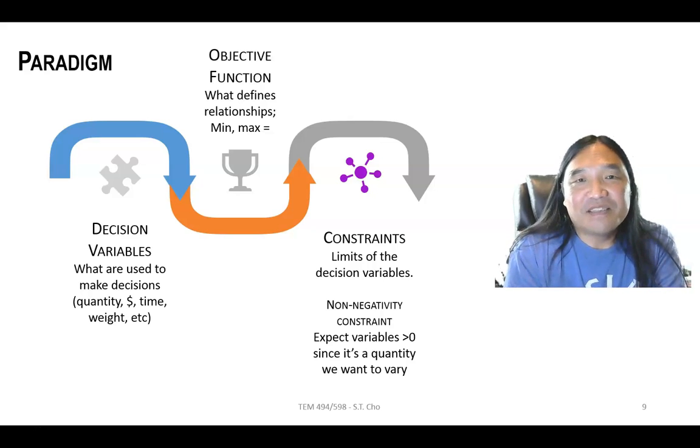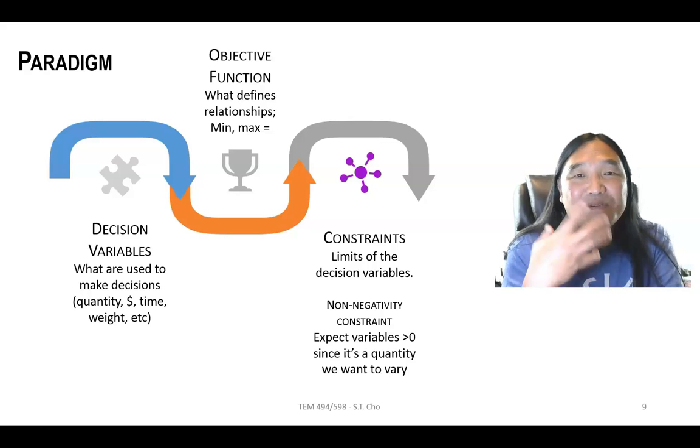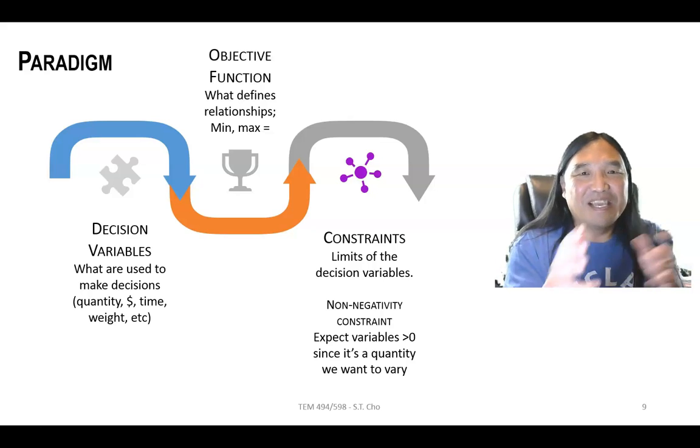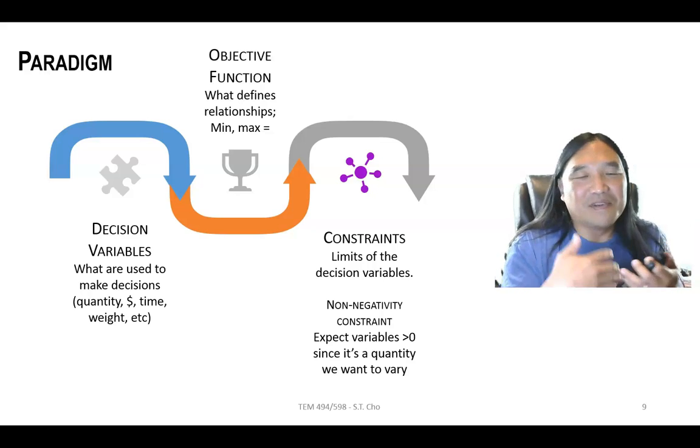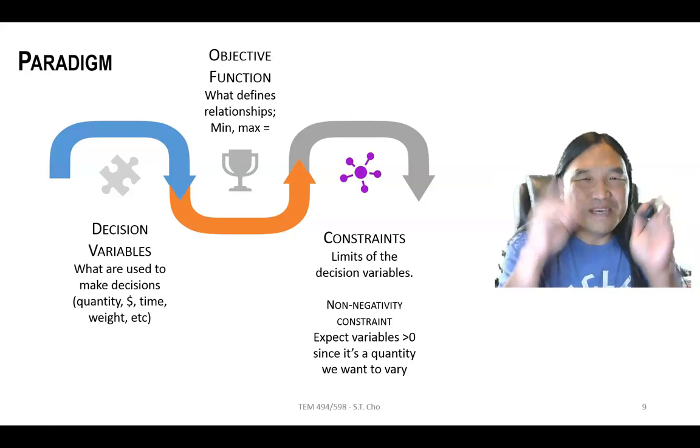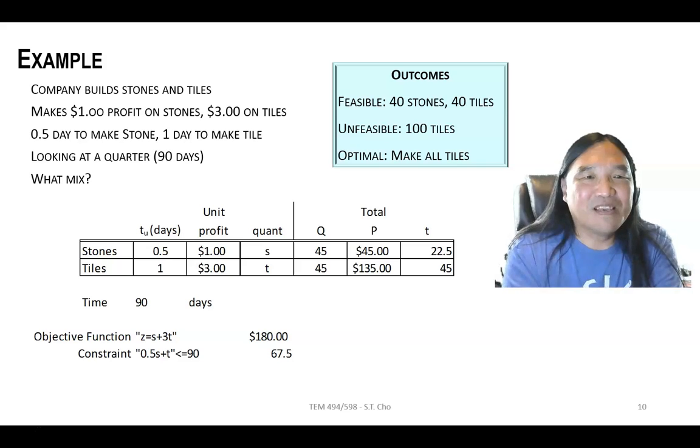For a lot of these, we have a non-negativity constraint, and that means it's got to be greater than 0. So when you're talking about something physical, no, you can't have a negative amount of steel. Well, I suppose you can. You can owe steel to somebody, but you know what I mean when you're trying to build something.